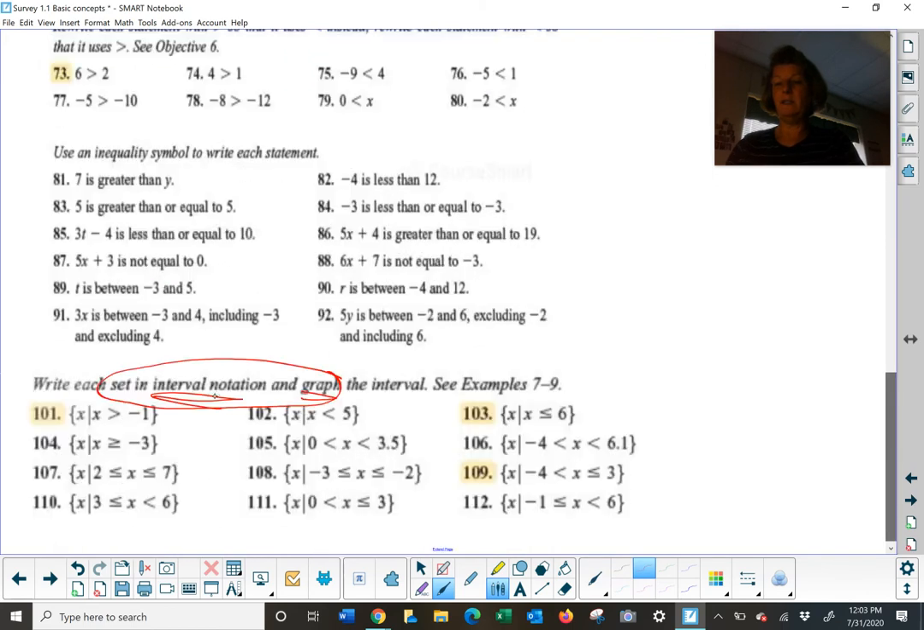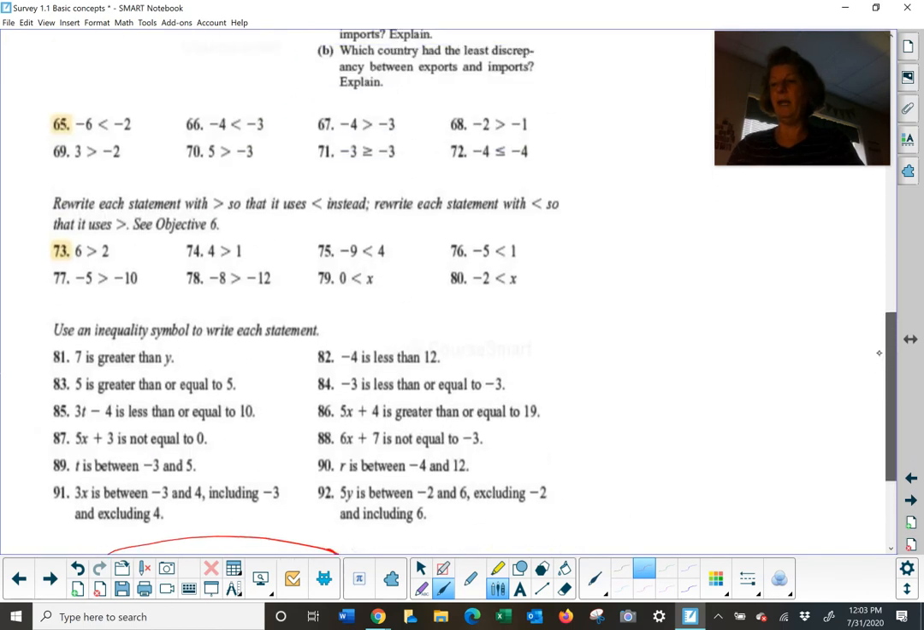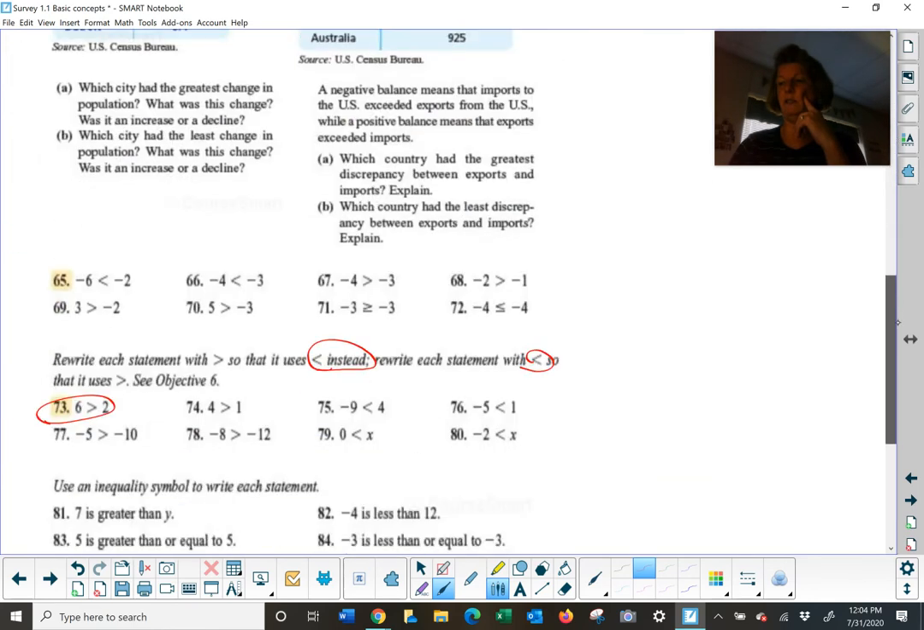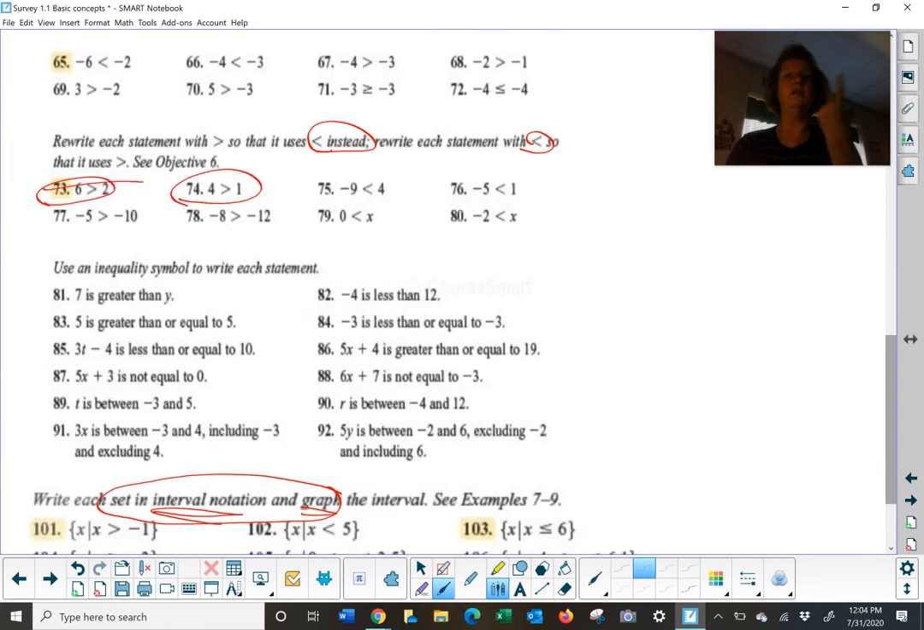Okay. If it's false on that one, you want to rewrite each statement so that it uses, oh, yes, on this one, I was reading those directions. Rewrite each statement with greater than so that it uses less than instead. Rewrite statements that have less than so that they use greater than. What they want to do is get you familiar with how to flip things. So maybe I don't want, are we doing, I think we're doing evens in this grouping. Let's skip that one. Let's do 74. Do one that you have to do.